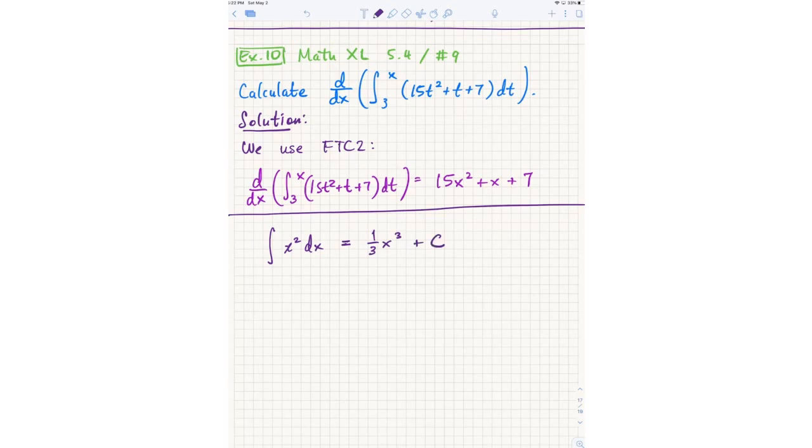Because I have to write down every possible function that has a derivative of x squared, and I can always add a constant and it doesn't change that derivative.